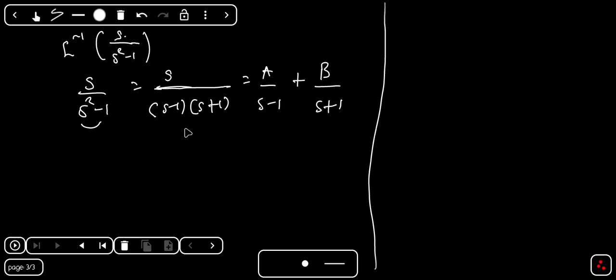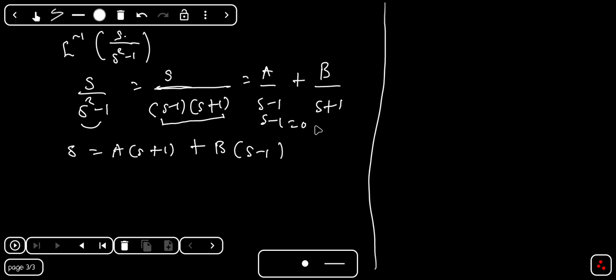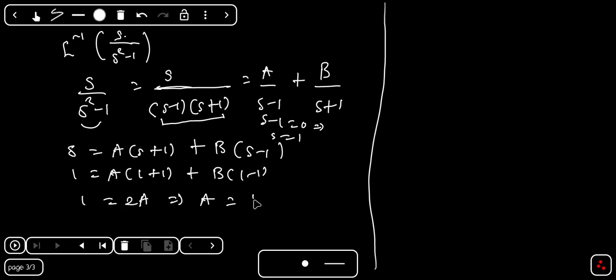So what we are going to do next is to multiply both sides by (s minus 1)(s plus 1). We do that, and s will be equal to A into bracket (s plus 1) plus B into bracket (s minus 1). Now let's do the substitution method. Let's set s minus 1 to be 0. Then s will be equal to 1. So you put s to be 1 here, and you are going to have 1 equal to A(1 plus 1) plus B(1 minus 1). So 1 is equal to 2A. Then you divide both by 2, so A is equal to 1 over 2.